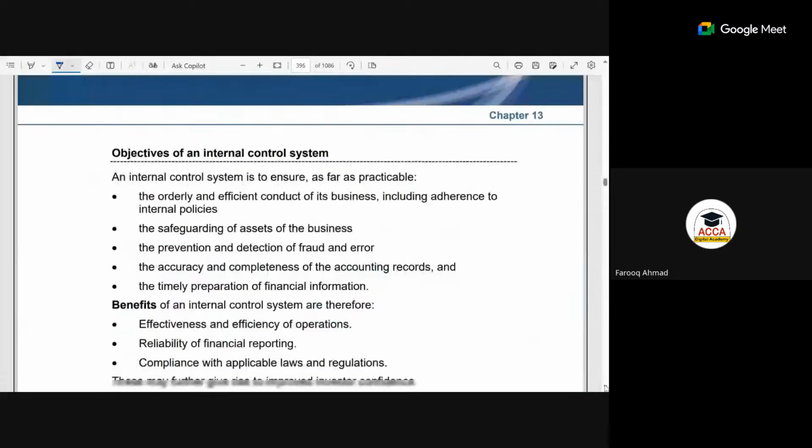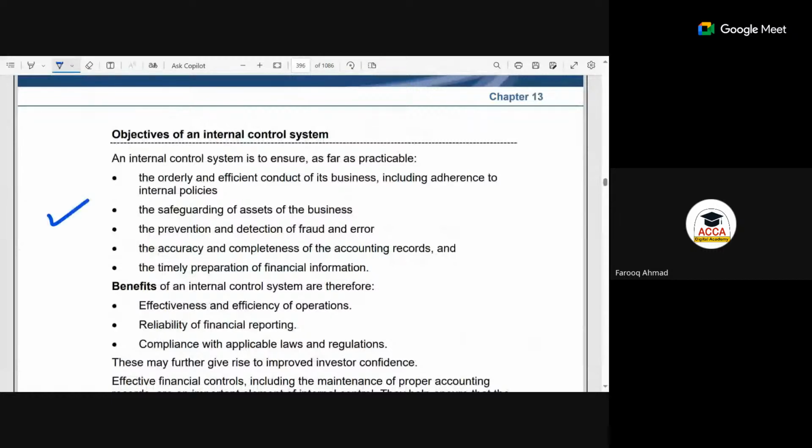Objective of internal control system. The internal control system is to ensure, as far as practicable, the orderly and efficient conduct of its business, safeguarding assets of the business, prevention and detection of fraud. What is the safeguarding of business assets?